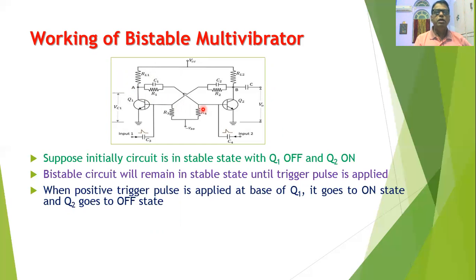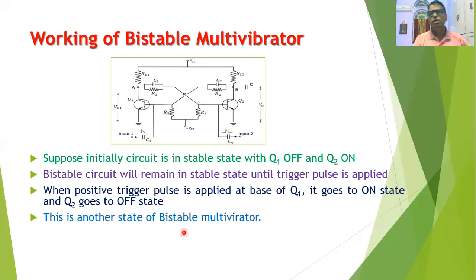And because of the regenerative action, the transistor Q1 will go into the on state and the transistor Q2 will go into the off state. That is, the bistable multivibrator has now switched its state and gone into the other state. This state is also a stable state of the bistable multivibrator. So this circuit will remain in this state unless and until again some trigger pulse is applied to the circuit.